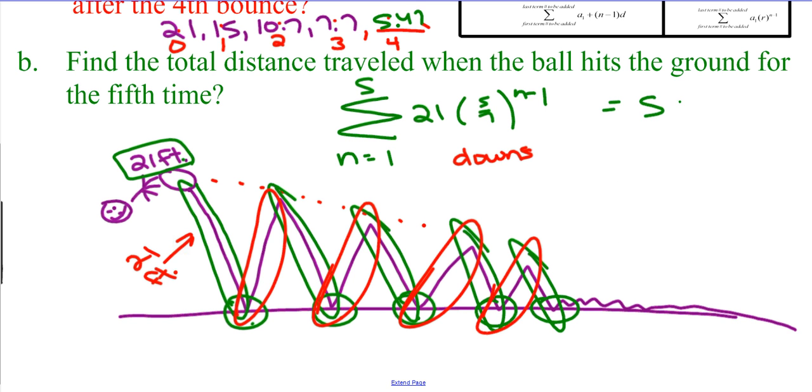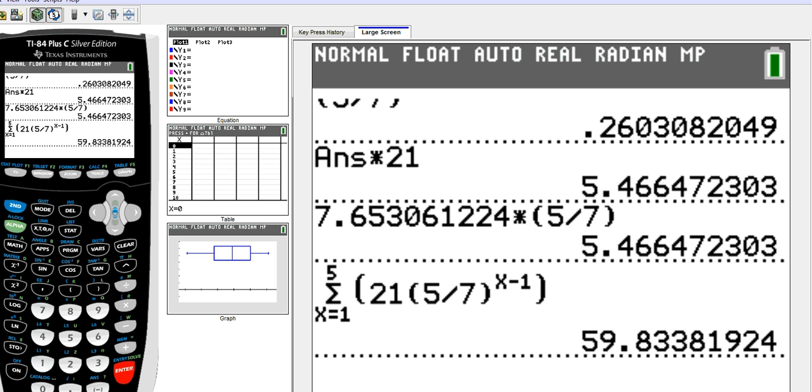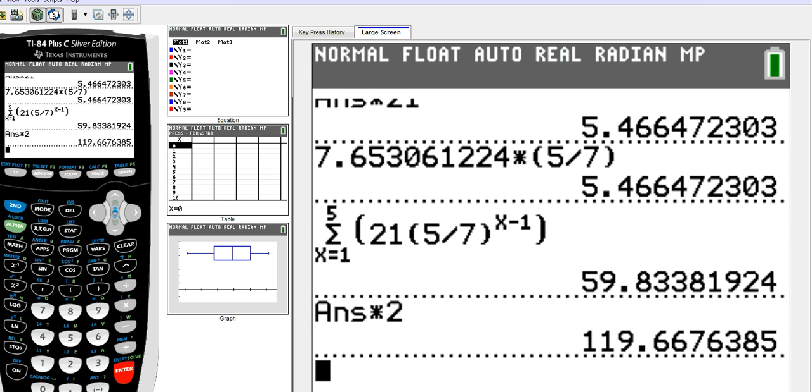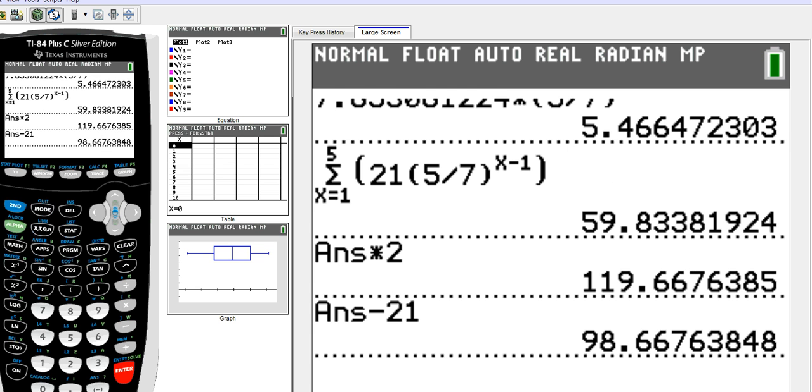So this equals 59.83. My ups is going to be the same as this, but minus 21, because it doesn't go up 21 feet. So to find your answer for the ups also, instead of having to do another one of these, we're going to take this answer and we're going to subtract 21, or we can times it by 2 and subtract 21. So we'll times this answer by 2, and then we'll subtract 21. So subtract your original. So I'm going to go on my calculator and do that. Times this by 2. That would be double. Now I can't count that 21 twice. So I'm minus 21, and I get 98.67 feet.